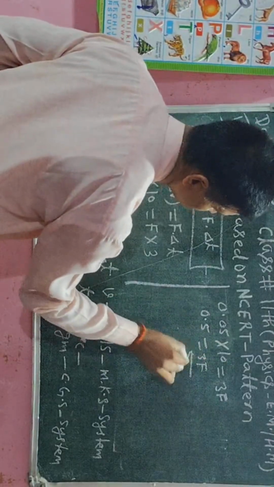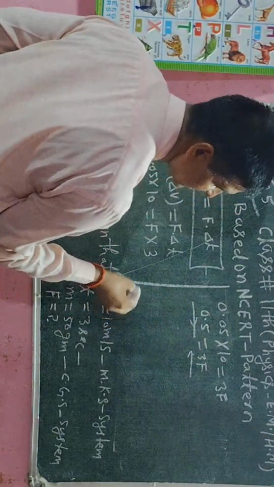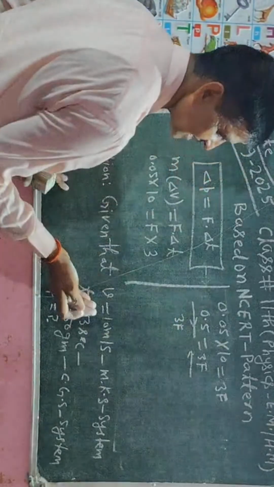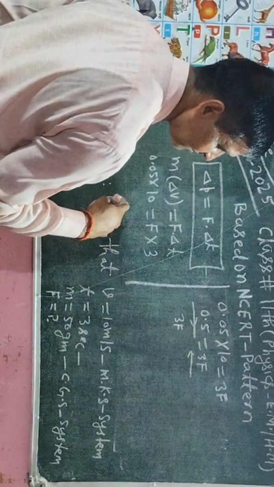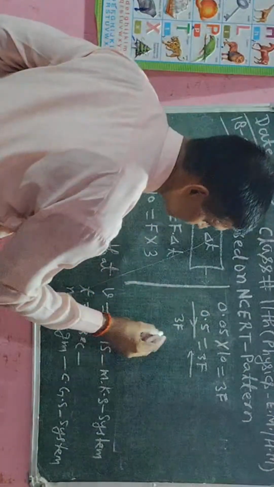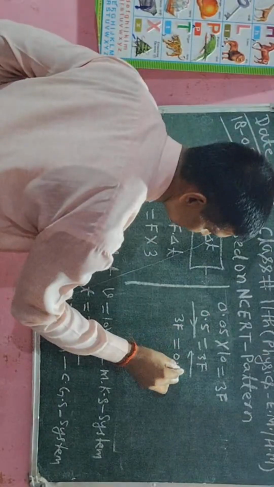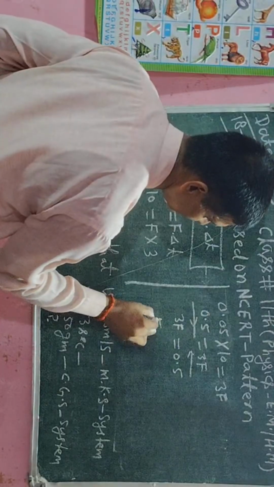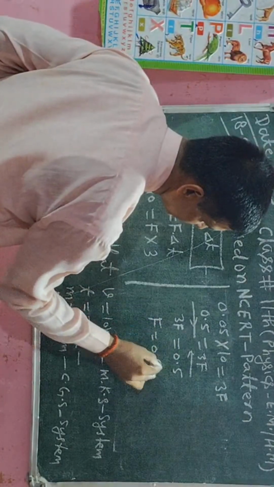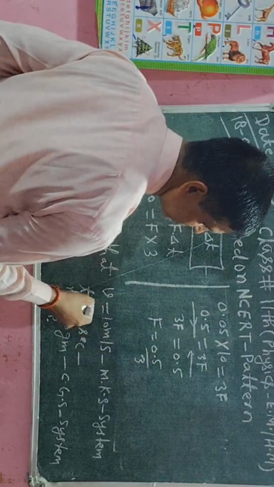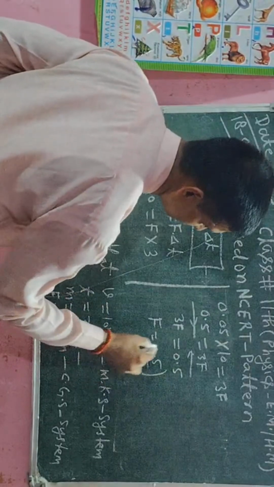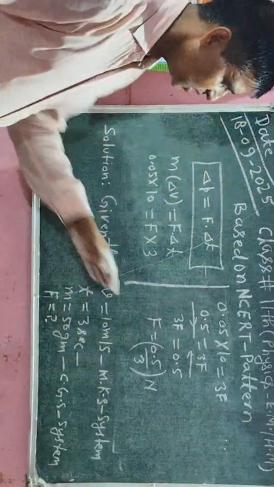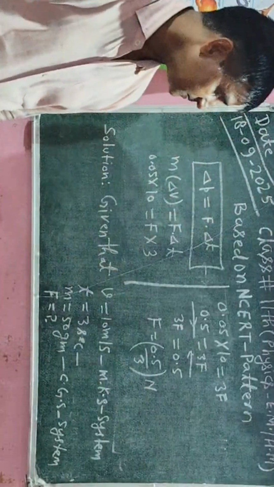Now this is the right hand side data and this is the left hand side data. I will transfer all data from the right hand side to the left hand side, and all data from the left hand side to the right hand side. So this 3 is multiplied with F, so I can write here F equal to 0.5 divided by 3. This value is the value of F, and this force is applied on the object.